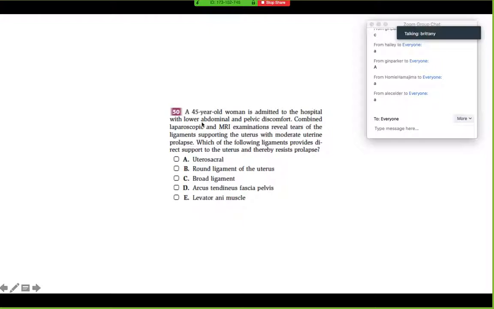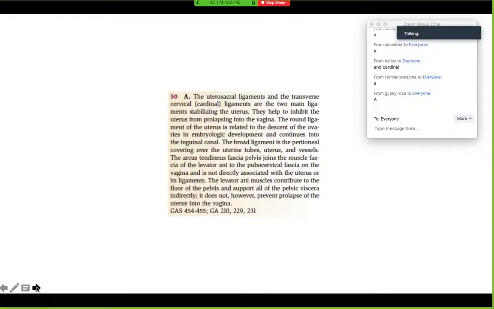Okay, next. A 45-year-old woman is admitted to the hospital with lower abdominal and pelvic discomfort. Combined laparoscopic and MRI exams reveal tears of the ligaments supporting the uterus with moderate uterine prolapse. Which of the following ligaments provides direct support to the uterus and thereby resists prolapse? Yeah, so the answer that you're looking for isn't here, but what is the second best answer? So uterosacral and cardinal ligaments are preventing uterine prolapse.